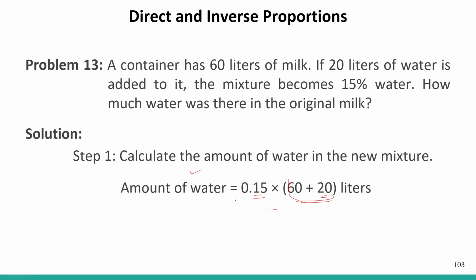Okay, because the new mixture has 15% water, the new mixture has this quantity, and 15% of it will be what? So 15 by 100 into 80, right? 60 plus 20 is equal to 80. So let's cancel the 0 here, and 4, 5, 3. So it is nothing but 3 by 4, which is equal to 0.75, we can also say. Sorry, this will be 3 into 4, right? So 3 into 4, that is equal to 12 liters is what it will have.